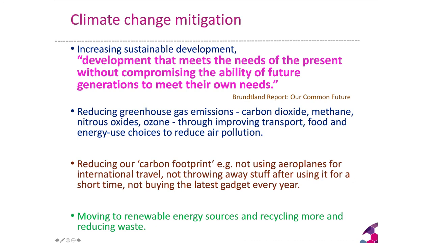It's about reducing greenhouse gas emissions, carbon dioxide, methane, nitrous oxides, and ozone through improving transport, food, and energy choices to reduce air pollution. Reducing our carbon footprint, for example, not using aeroplanes for international travel, not throwing away stuff after using it for a short time, not buying the latest gadget every year, and moving to renewable energy sources and recycling more and reducing waste.